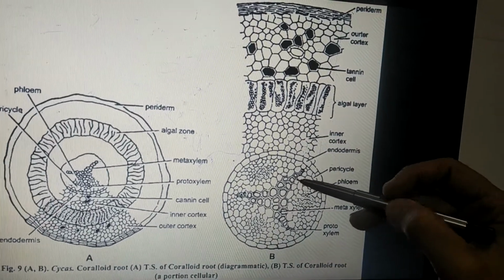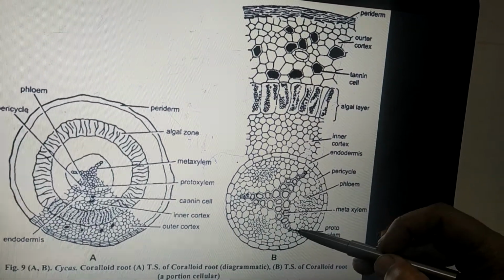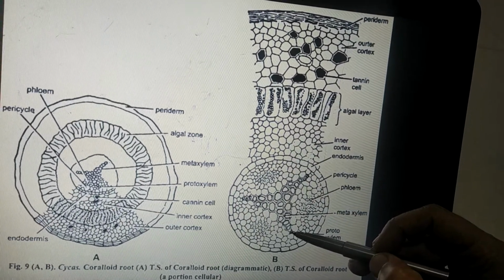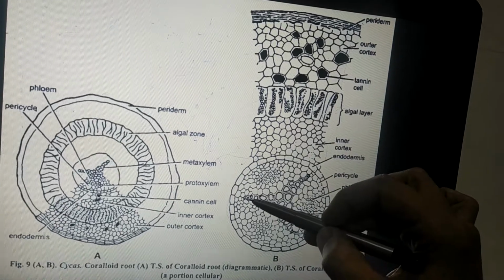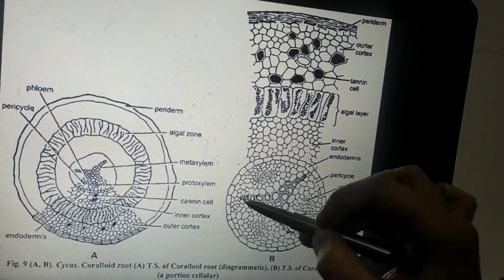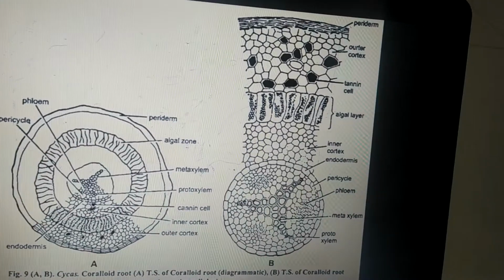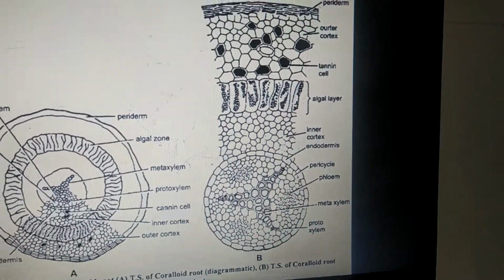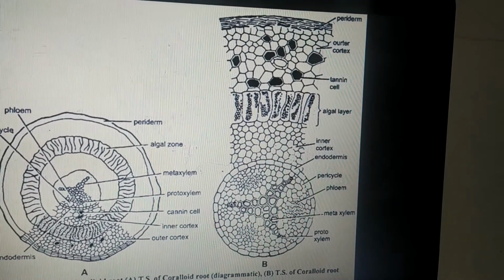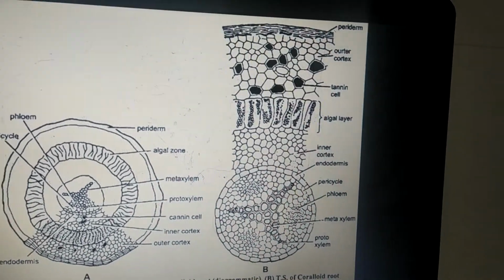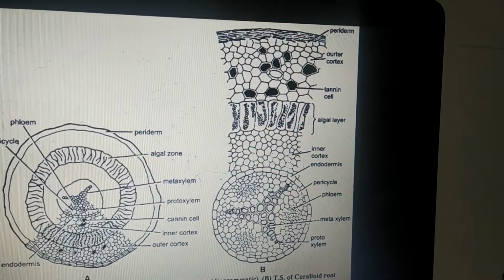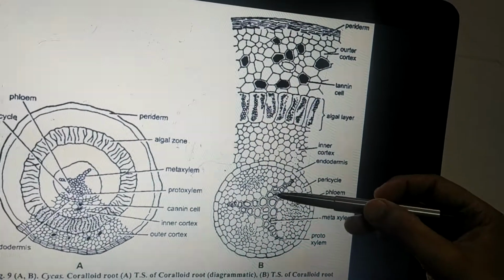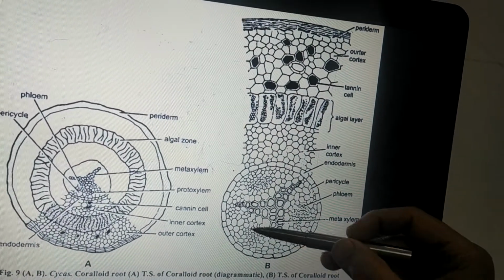Triarch means the xylem is in the form of a triangular shape, where there is one group of protoxylem in this corner, one group in another corner, and another group in this corner, leading to the formation of a triangular shape. So three different groups lead to the formation of this tri-radiated shape. Such a structure is called triarch, and it is exarch in nature. Metaxylem is in the center and protoxylem at the periphery, and this is surrounded by phloem. So we have xylem surrounded by phloem, again xylem, phloem.